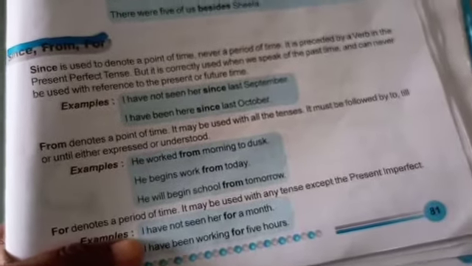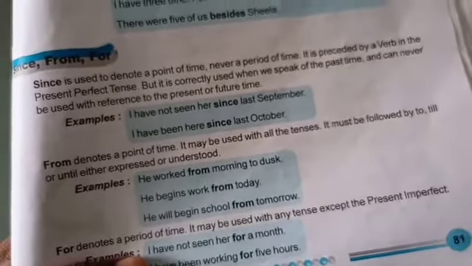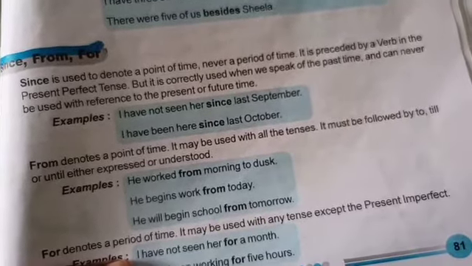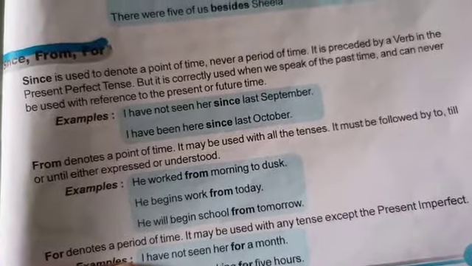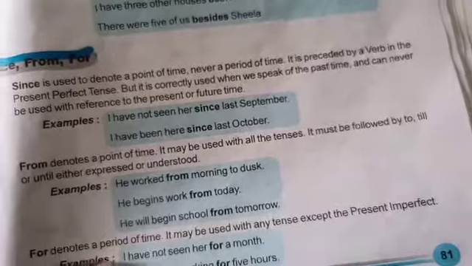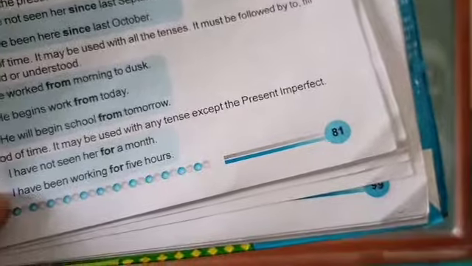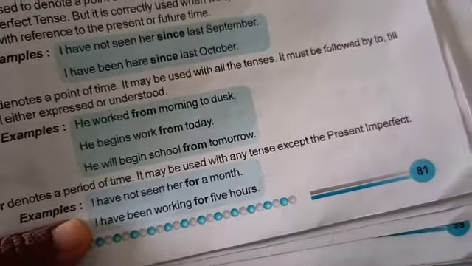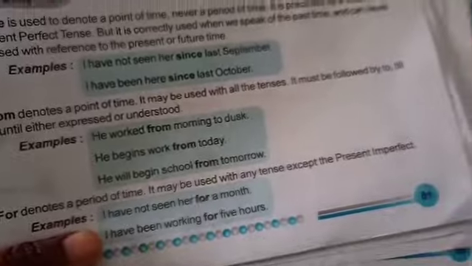From denotes a point of time. It may be used with all the tenses. So here is one advantage, it can be used with all the tenses, and it must be followed by to, till or until, either expressed or understood. So here also same thing, you remember that you have to see the point of time, whereas in for a period of time is used, that is a long period of time is used. It may be used with any tenses except the present imperfect tense. So these are the few points which you have to keep in mind while using since, for and from. So I hope it is clear to you. Thank you everyone.